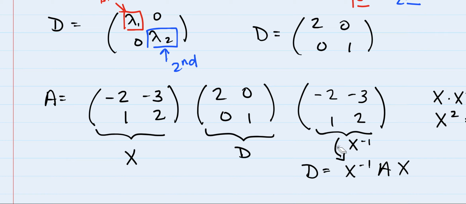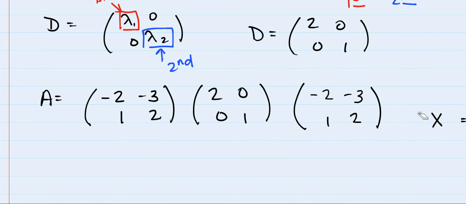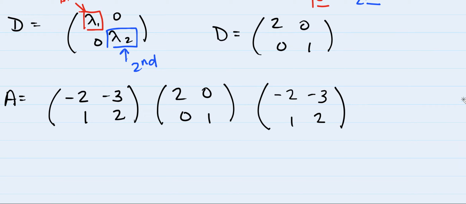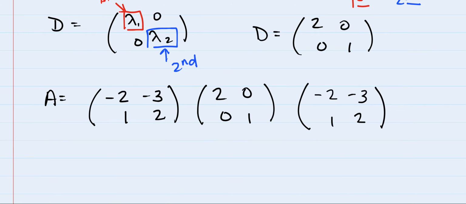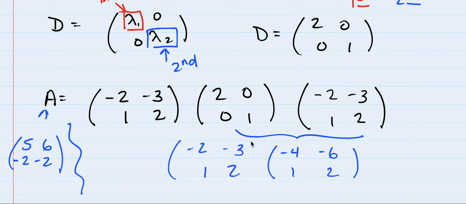I want to make sure we got the right answer, and this is a good thing to do on like a test or something. Let's multiply these three matrices and make sure we get A. So A was, just to recall, 5, 6, -2, -2. I'm going to multiply these two matrices together first. This one just doubles the first row, so we get -4, -6, 1, 2. And then we have this -2, -3, 1, 2.